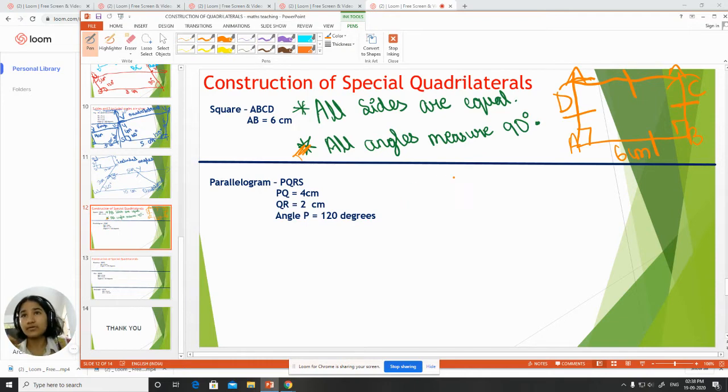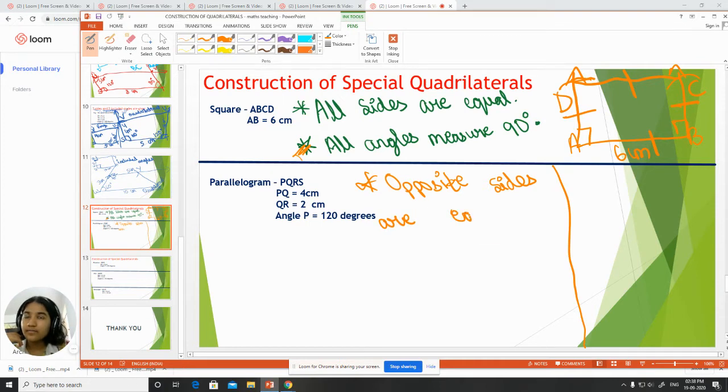Next is the parallelogram. First, let's go to the properties of a parallelogram. What are the properties of the parallelogram? Opposite sides are equal and parallel. Right? This is our thing.